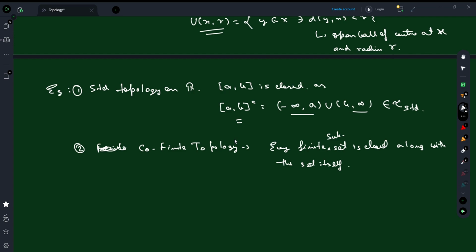Then we will also discuss the fact that if you consider the discrete topology, then every subset is both open and closed. That is, it's a clopen set, right?